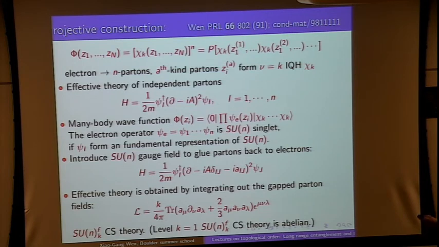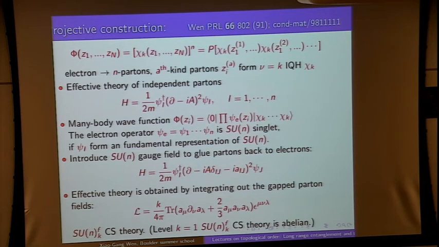But before we do this projection, we just have independent partons, each filling lambda levels. So then we know what the effective theory for that is. We just have this. This psi_i describes the ith parton. This Hamiltonian means we assume the partons are independent, so each parton has its own Hamiltonian, and they see their own magnetic field. Then we assume the partons have a certain density, so they fill a certain number of Landau levels. And then this is the ground state of this kind of independent parton Hamiltonian.